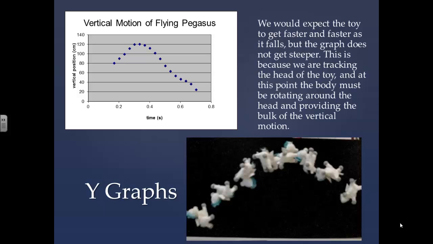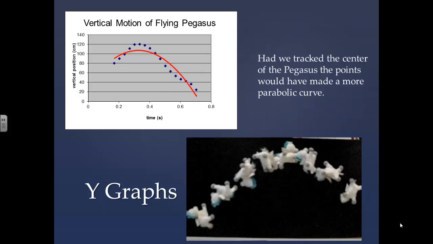We would expect the toy to get faster and faster as it falls, but the graph does not get steeper. This is because we are tracking the head of the toy, and at this point the body must be rotating around the head and providing the bulk of the vertical motion. Had we tracked the center of the Pegasus, the points would have made a more parabolic curve.